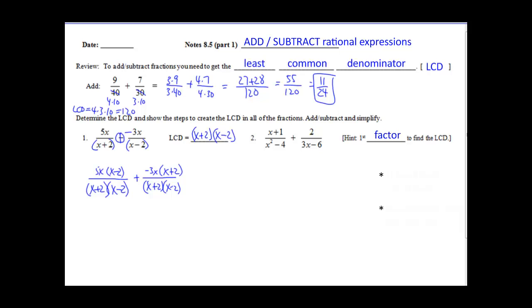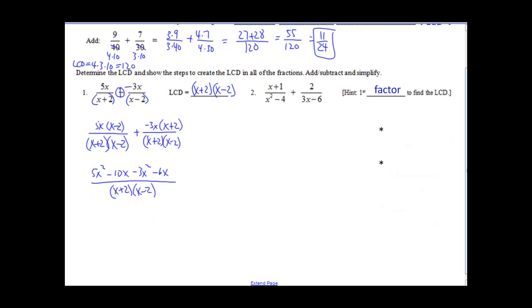So by multiplying out, we're going to get 5x squared minus 10x minus 3x squared minus 6x all over x plus 2, x minus 2. We now continue to add like terms on top. So we're going to have 2x squared minus 16x all over x plus 2, x minus 2. Now that we simplified the top, we actually have to look at, is there anything that we can cancel down here that we see up there?